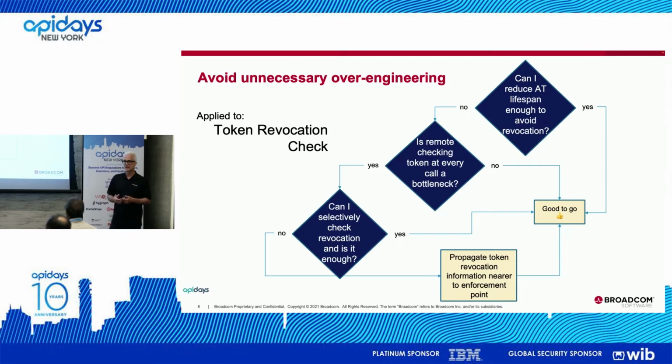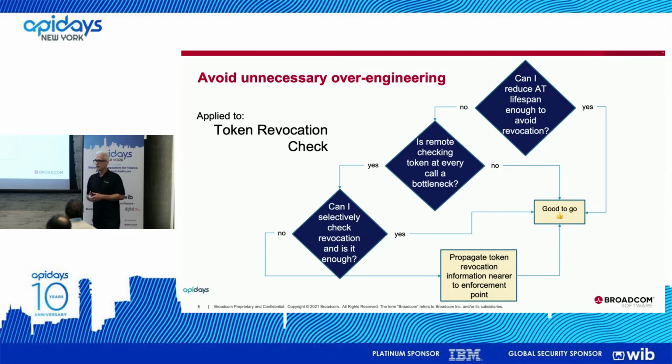If that's not the case, then the question you ask yourself is, is remote checking the token at every call a bottleneck? There are some applications where you get a few hundred calls per second. There are applications where there's not a ton of API traffic all the time, and maybe that does work for you. And again, if that's the case, don't overcomplicate things. Centralizing the verification of a token revocation, or just doing token introspection at every API call, in some cases works. And if that's the case, then you're good to go.